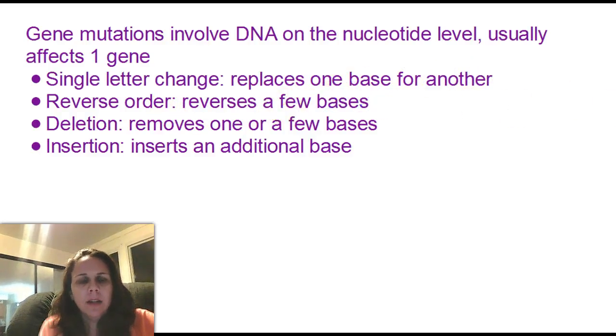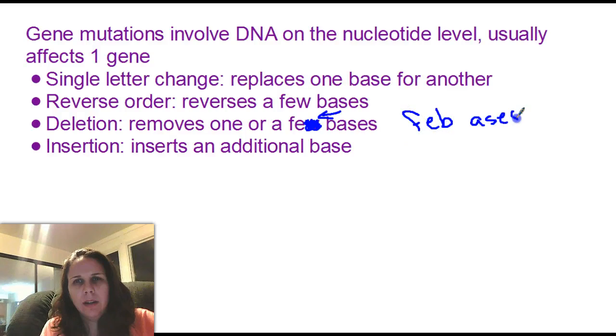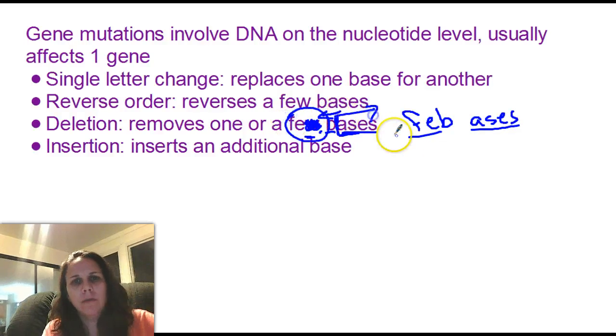And then we have a deletion, which takes out one letter, but then everybody else has to go down and fill in the blanks. So we have Feb and then aces. And so it wouldn't make any sense because this guy would take this place, the space would be here, and then this would be the word. And so as you can see, it affects everybody from that mutation forward. So deletions are pretty bad.